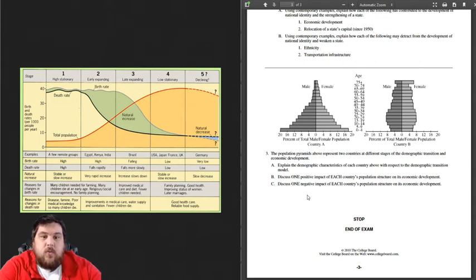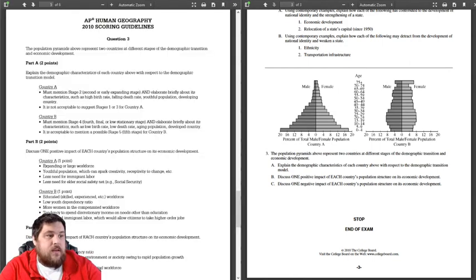So, when we're looking at this, a couple of things you need to make sure of when you're reading this question. Think about what are the things that I need to know, which we've talked about, and what exactly is the question asking. So let's look at their grading rubric for this particular question. So part A, explain the demographic characteristics of each country above with respect to the demographic transition model.